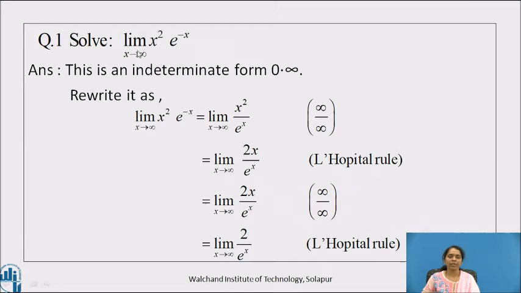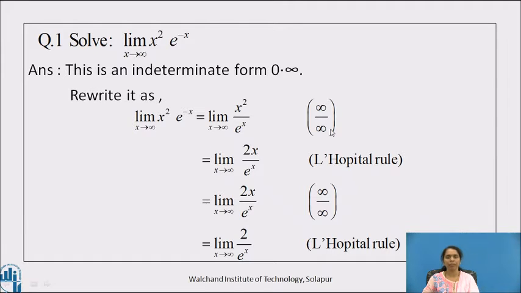Limit x tends to infinity x square into e raised to minus x. Now substitute the limit directly and look at the form. This is an indeterminate form 0 into infinity, as x square is infinity and e raised to minus infinity is 0. Now let us rewrite it as limit x tends to infinity x square e raised to minus x is equal to limit x tends to infinity x square upon e raised to x.